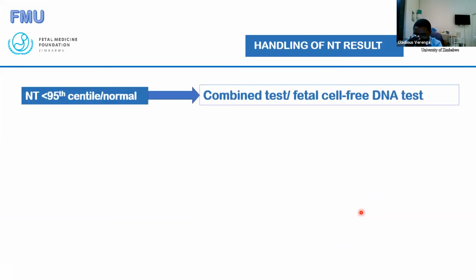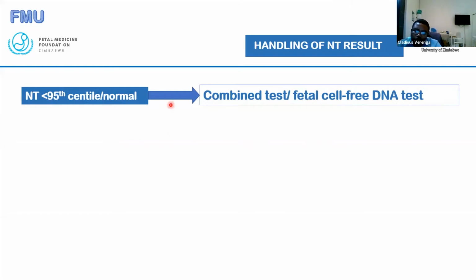So, having seen that graph, the question is, if an NT is done, you, the practitioner, have sent the woman to have an NT scan done. In most of our regions, most doctors don't do their NT. They are done by sonographers. They are done by radiographers. So if the NT is done, what is it that you have to do as the practitioner? If the NT is normal, that means it's below the 95th centile.